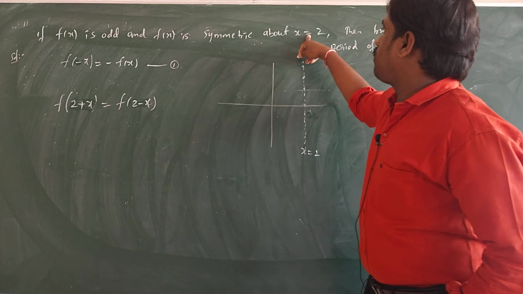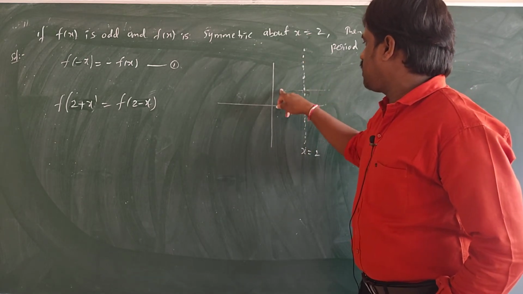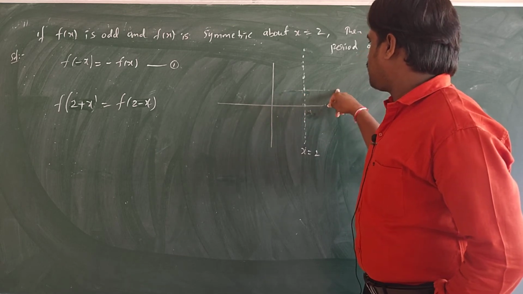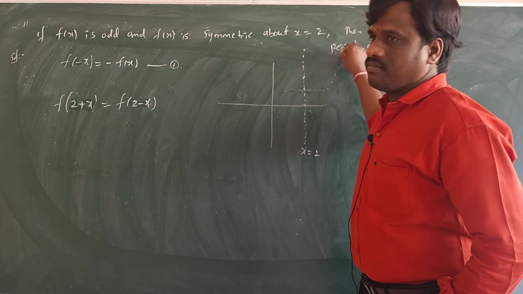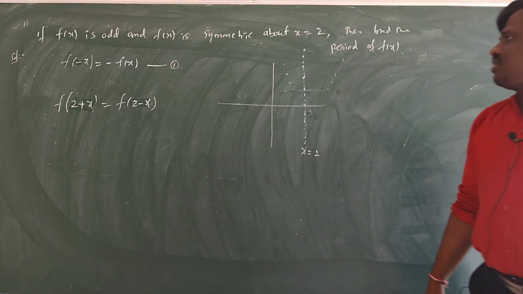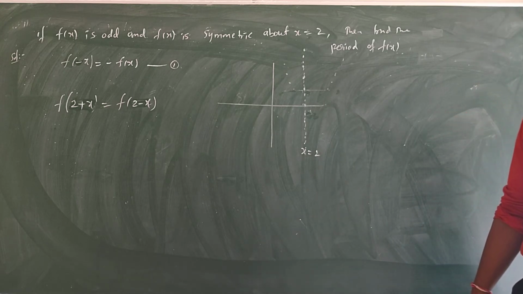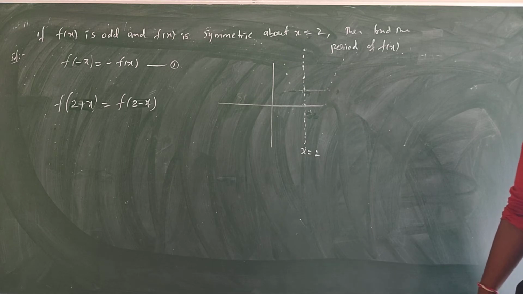Symmetric about x is equal to 2 means at x is equal to 2, some distance back or the same distance front, the graph will be the same. It will be symmetric. The distance can be anything. So f of 2 plus x is equal to f of 2 minus x, and f of minus x is equal to minus of f of x. Then he is asking to find the period. How do we find it?